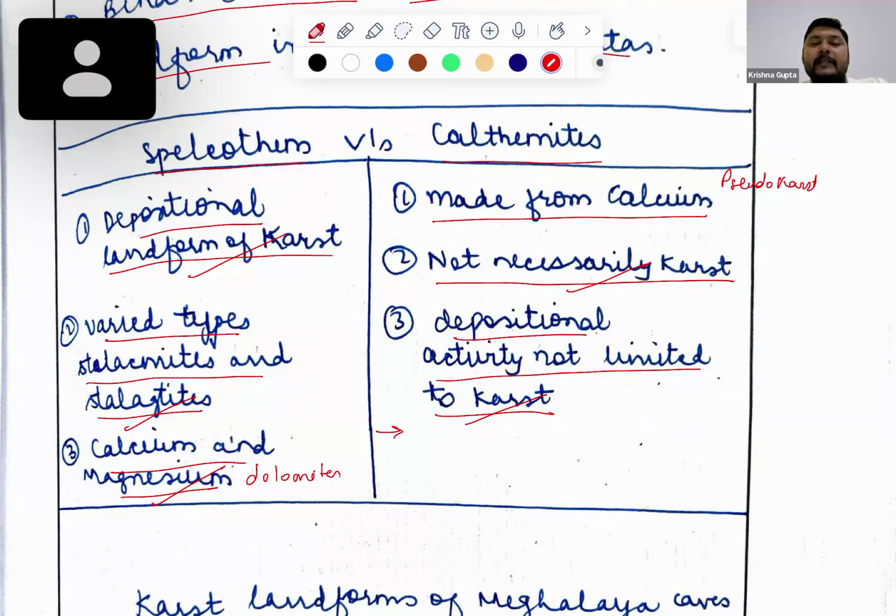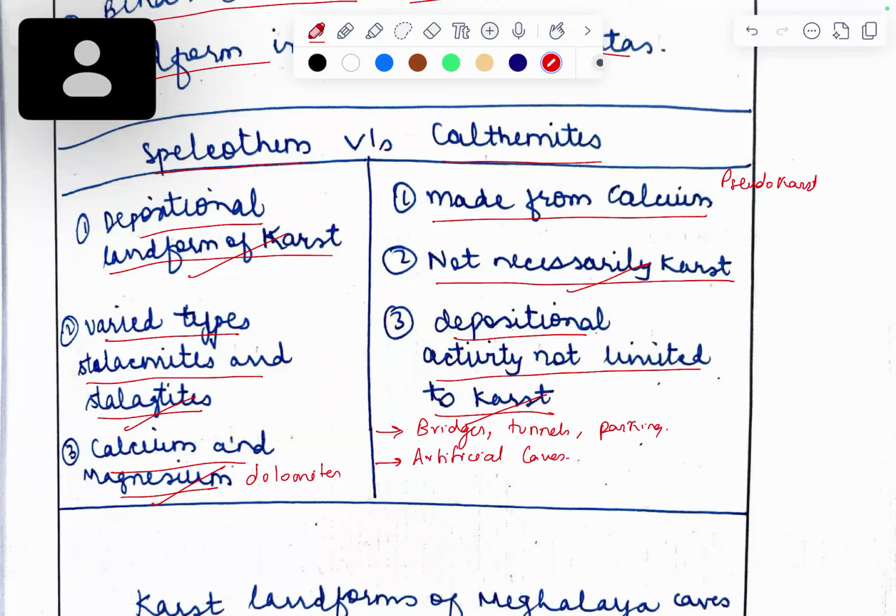calthemites are formed under the bridges. They are formed under tunnels, and in certain parking areas also. So they are man-made, and they also form artificial caves, especially where lime is present. Then we will be seeing that in certain areas where there is natural presence of cracks and fractures, there these calthemites are formed, they are deposited in those locations.